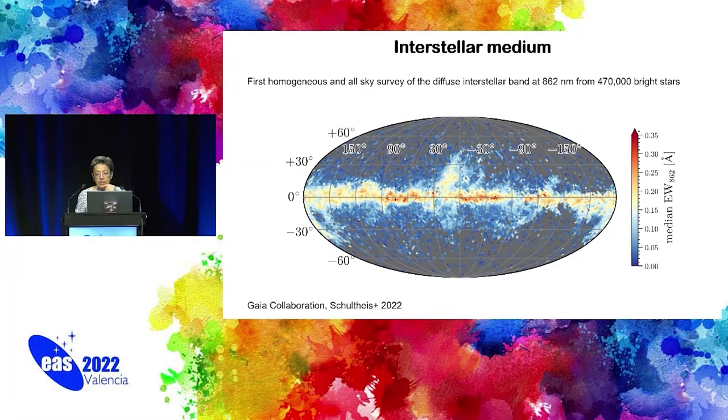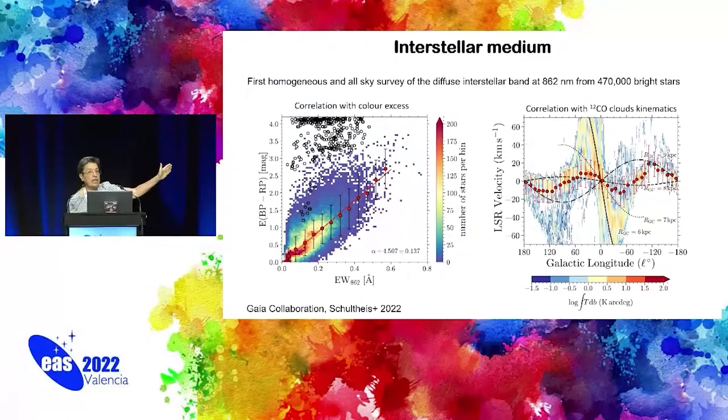And actually here on the left, you see the correlation with extinction, but also on the right, you see the correlation of how these DIBs move. So this is the galactic velocity computed using the radial velocity of these DIBs, superposed with the kinematics of the clouds of CO. And then you see that there is a correlation that may mean that actually the carriers of these DIBs are related with the gas and not with the dust.